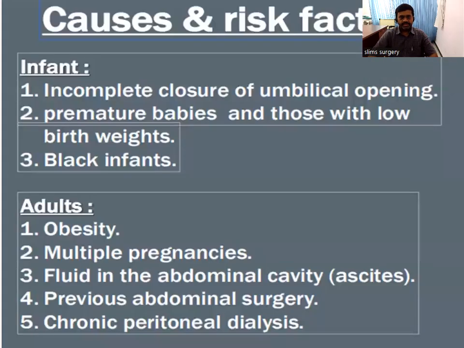So in infants, it's due to incomplete closure of the umbilical ligament, and it can occur in premature babies and those with low birth weight. And in adults, it can be due to obesity, multiple pregnancies, fluid in the abdominal cavity like ascites, and previous abdominal surgeries, which will cause incisional hernia most of the time, but can cause umbilical hernia sometimes. Also chronic peritoneal dialysis. So these are the etiology for umbilical hernia.